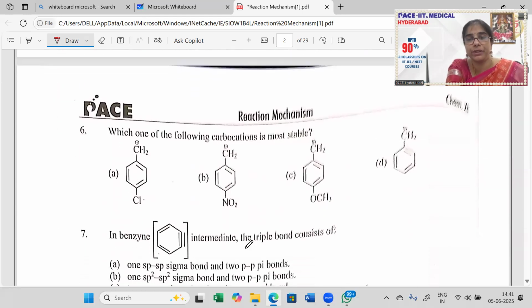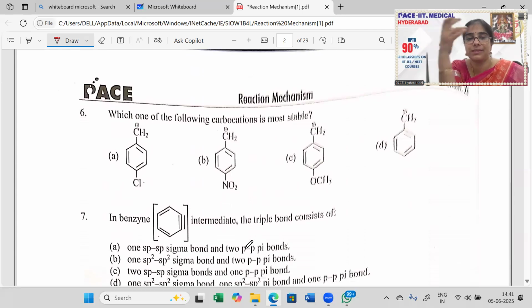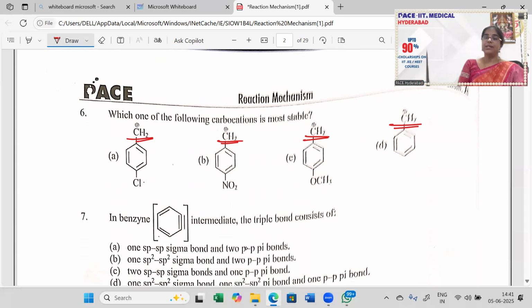Next, moving on: which of the following carbocations is most stable? See, everything has a positive charge. All the top ones are CH2 with a positive charge. Now we need to check which positive charge can be neutralized, which is most stable. Stability means I should not have accumulation of charge. I need to reduce my charge. For a carbocation to have its charge reduced, you should have some inductive or mesomeric group which is withdrawing this positive charge, which means pushing electrons towards it. Chlorine can do both ways.